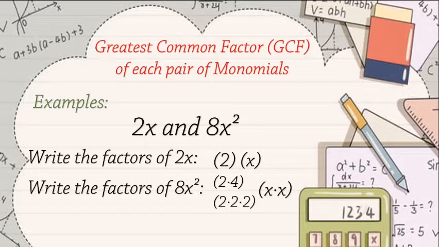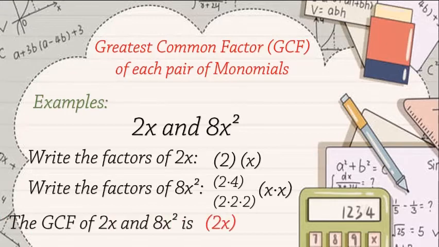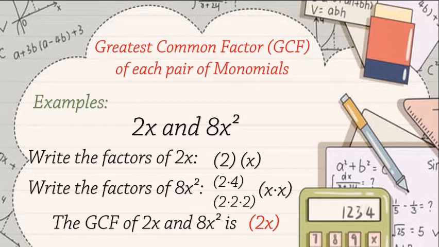Now, how are we going to determine what is the GCF in this pair of monomials? Try to observe what are the common in these two factors. So, we can say that both monomials have 2 and both have x. So, the GCF of 2x and 8x squared is 2x.